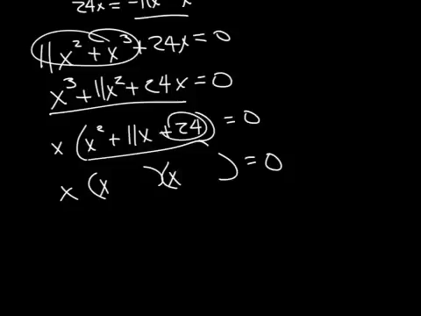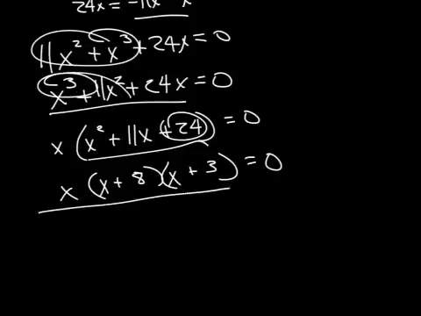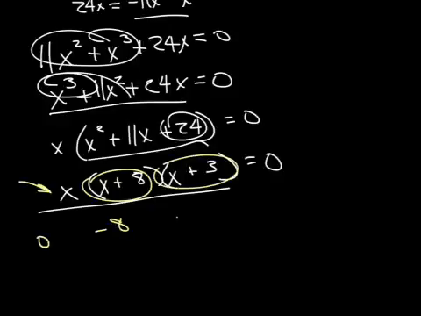Two numbers multiplied together give you 24, added give you 11. Let's see. 6 and 4 give me 24. 12 and 2, no. 8 and 3. Multiplied together give me 24, added together give me 11, so they're both going to have to be positive. So that means I'm going to have three different answers because there's 3 right there. So my answers are, that is going to be 0, this one is going to be negative 8, and this one is going to be negative 3.